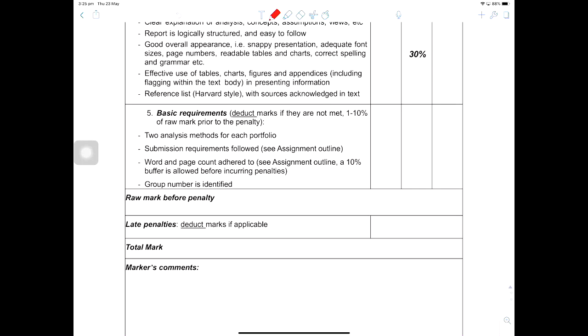Sometimes if there are only 1 or 2 groups who do this to me, it's okay. I can go back to Wattle and try to identify who submitted this. But if there are 20 groups uploading to Wattle as final report, final model, and whatever the file name will be, you need to include your group number in there. And word and page count, they are very soft. I don't want to punish you if you exceed that limit.